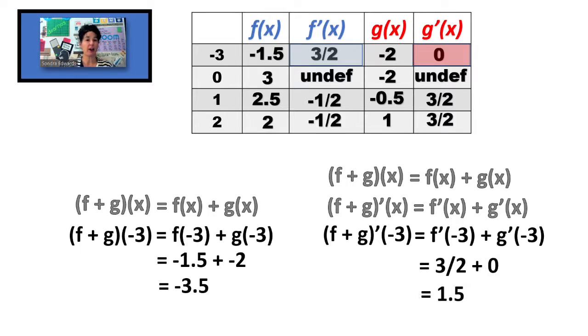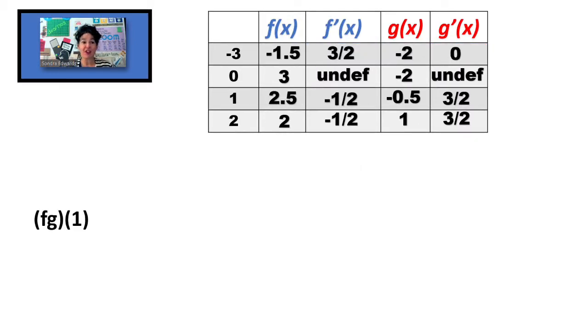Combine, and our final answer is 1.5. Using the same information, let's evaluate f times g of 1. Well, what did that come from? That was 1 substituted in for x in f times g of x.